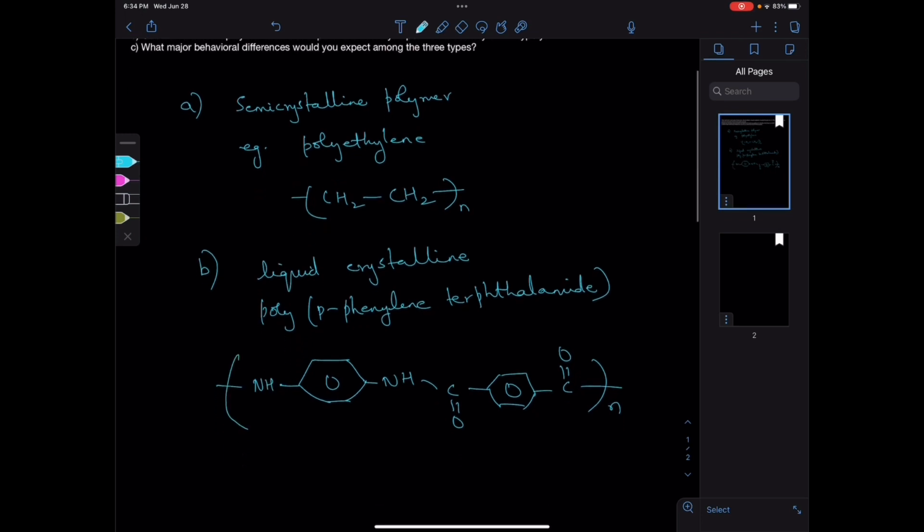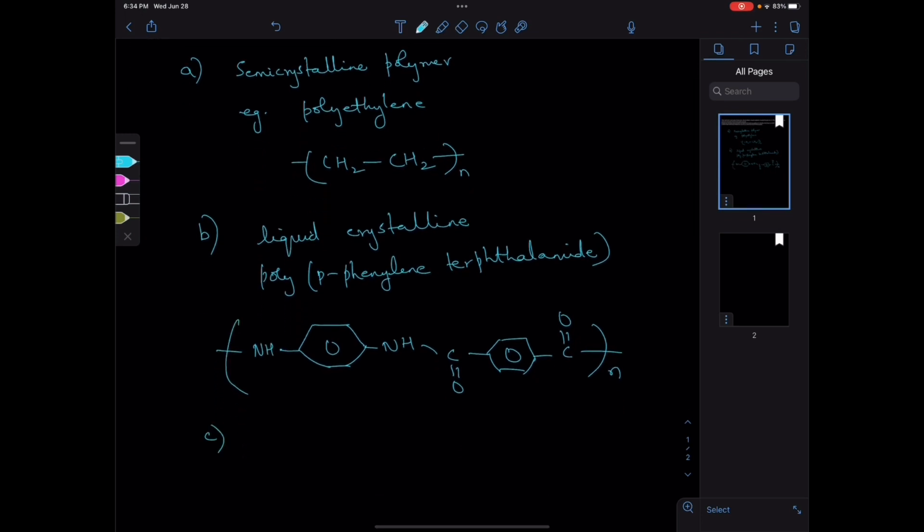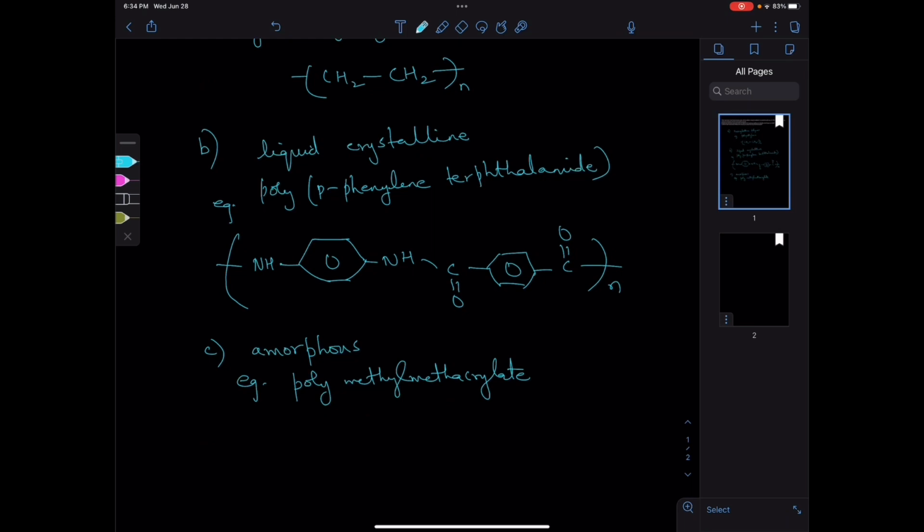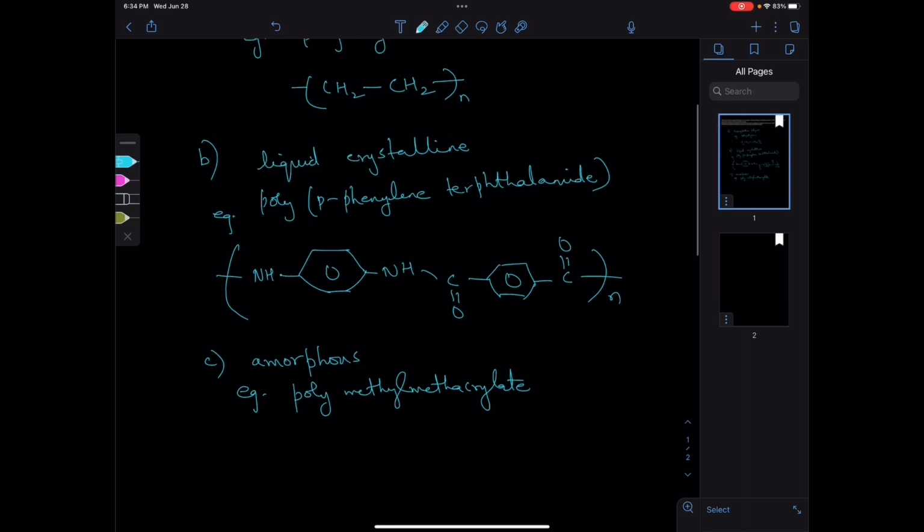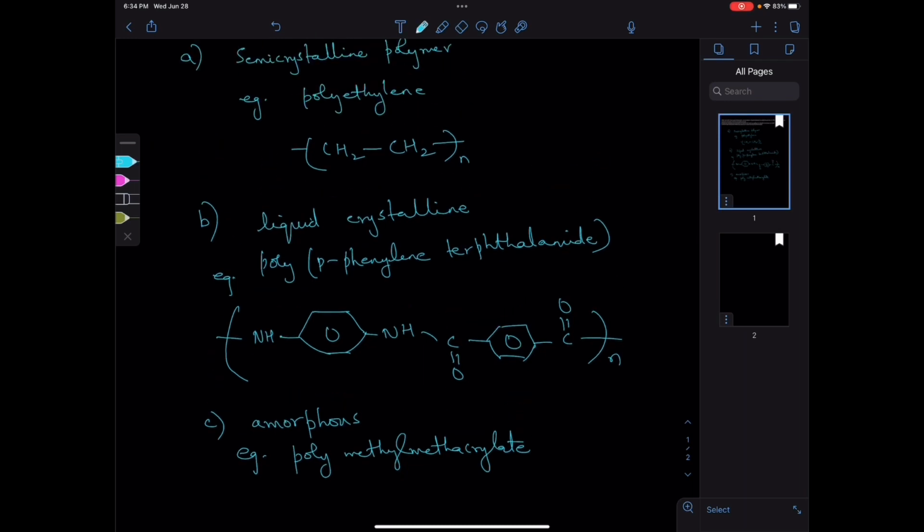An example of amorphous would be polymethyl methacrylate. Polymethyl methacrylate is below its glass transition temperature at room temperature. Polyethylene is above its glass transition temperature at room temperature.